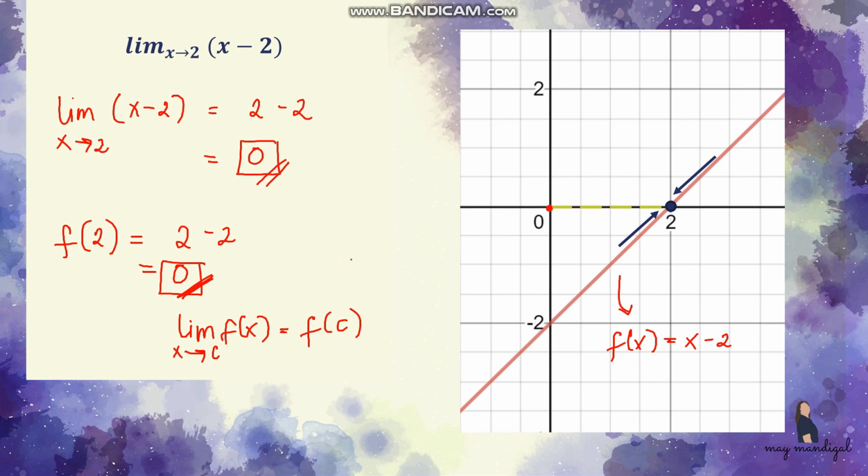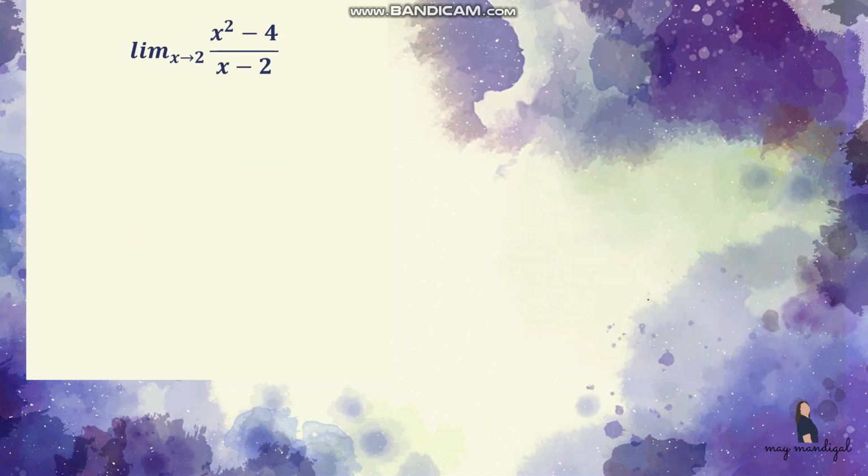So in this first example, we can see that the limit is just equal to f of c, and by substitution we're able to check and see that the value of c, which is 2, is really part of the domain of our function. Let's have another case here. Let's say we have the limit of x squared minus 4 all over x minus 2 as x approaches 2.